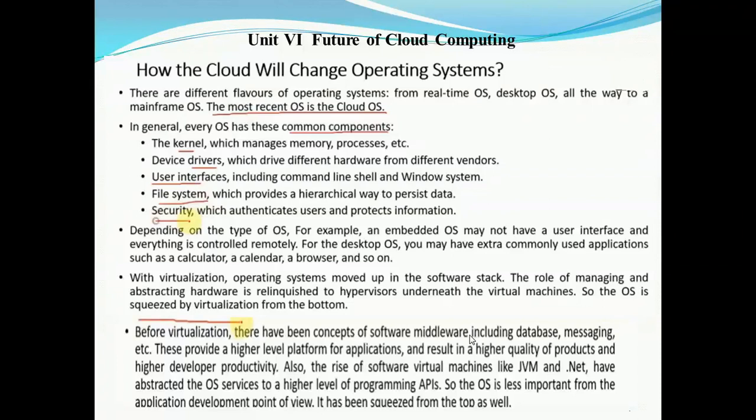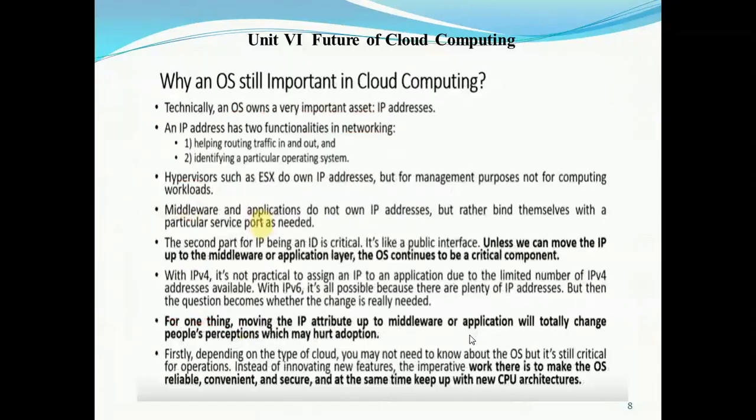Before virtualization, there were concepts of software middleware, including database, messaging, etc. These provide a higher level platform for applications and result in higher quality of product and higher developer productivity. Also, the rise of software virtual machines like JVM and .NET have abstracted the OS services to a higher level programming API, that is, an application program interface. So the OS is less important from the application development point of view. It is being squeezed, and the role of the OS is getting lower because of the hypervisor coming into the picture from the top level as well.